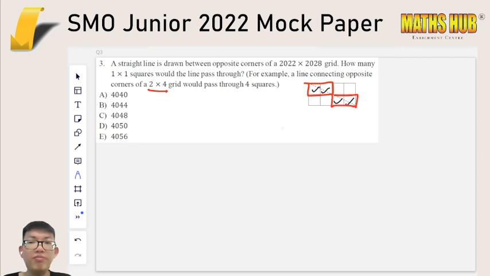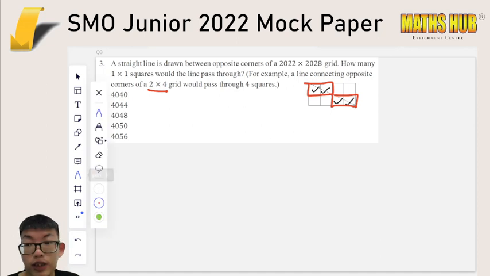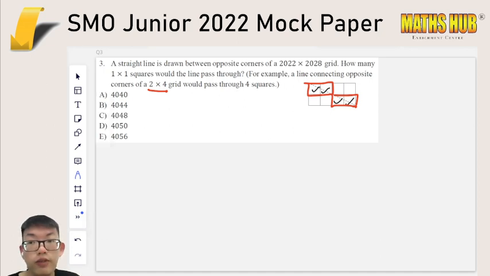This might sound pretty silly to say when we are doing it for 2 by 4 because that's small enough. But for something like a 2022 by 2028, at least that will allow us to try to shrink it down a little bit.